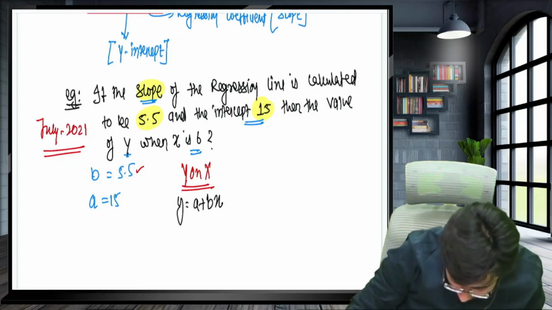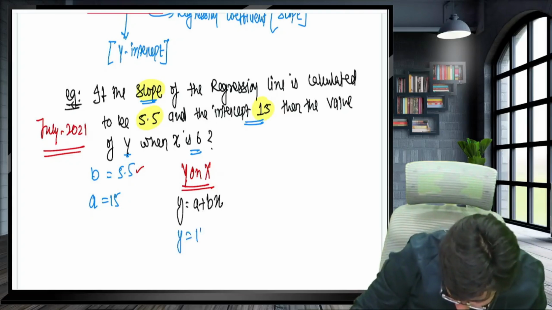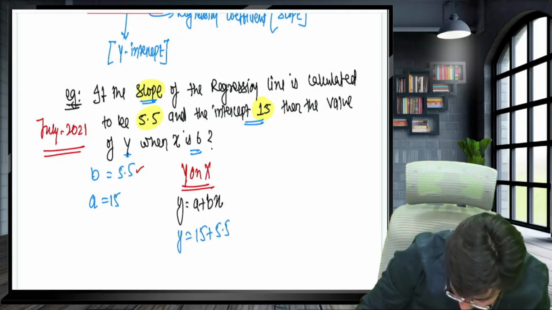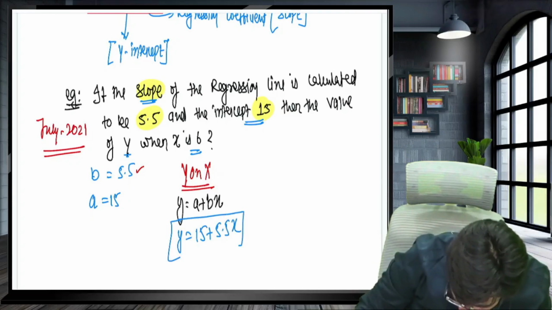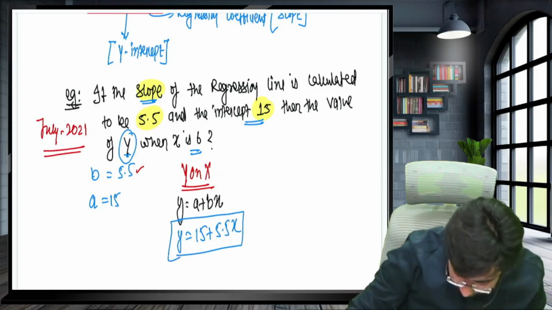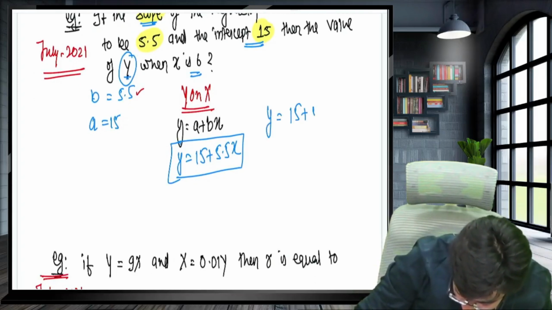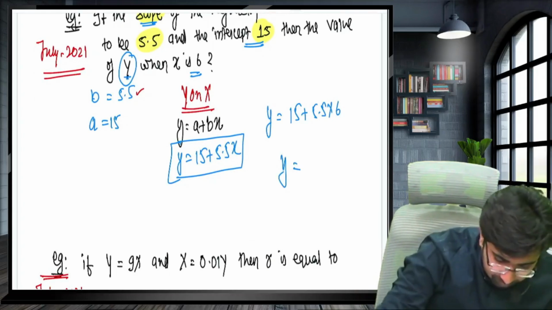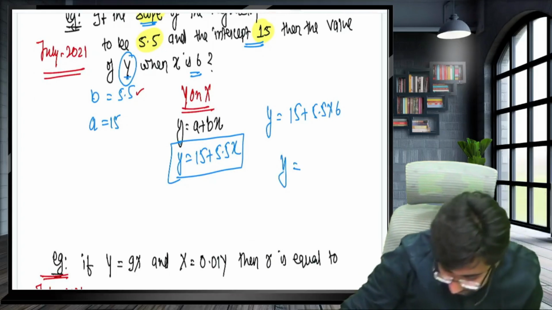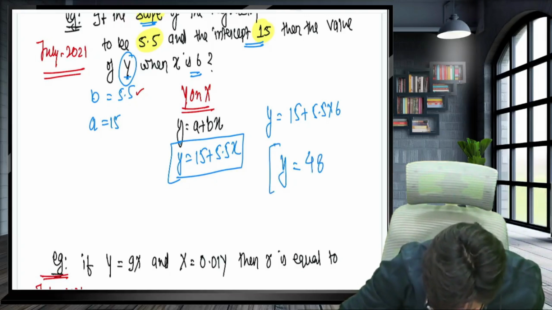So guys, what will be y is equal to 15 plus 5.5x. I want to estimate y when x is 6. Let's put x as 6: 15 plus 5.5 into 6. Guys, y will be 48. This is the right answer.